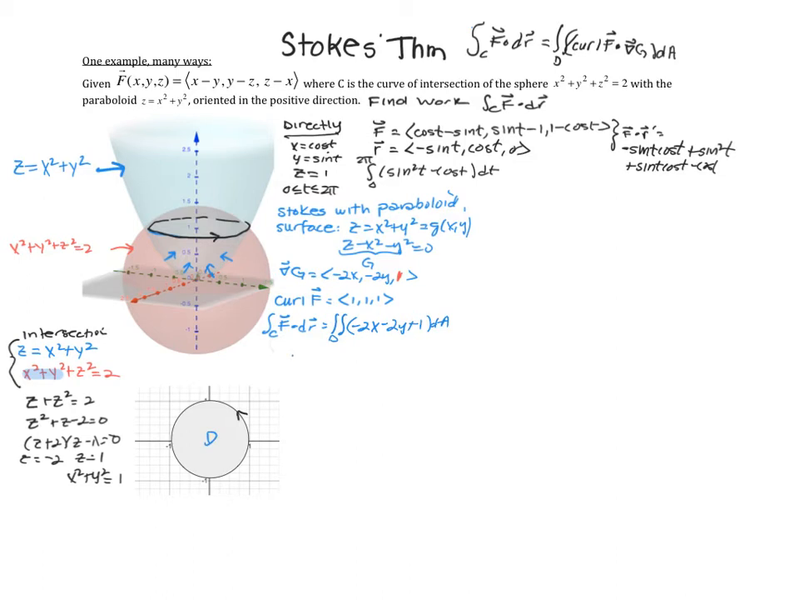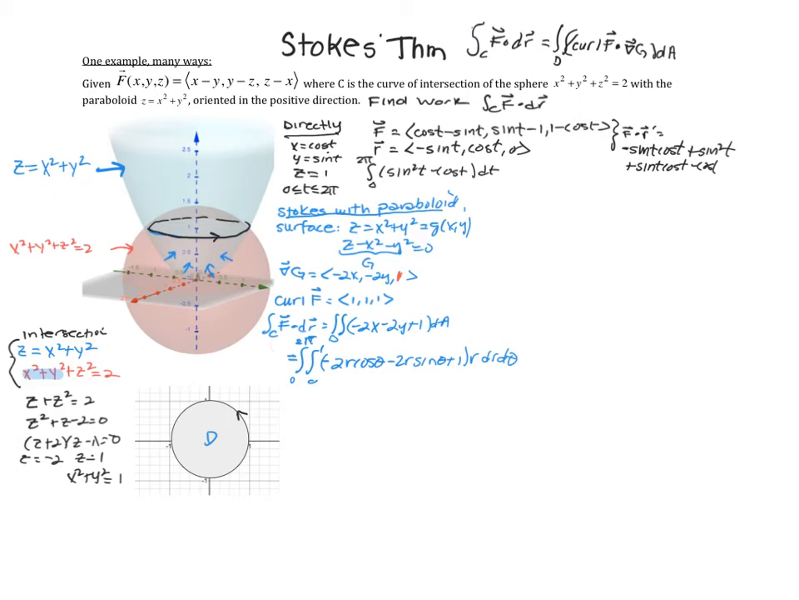So, we're back into familiar territory. Now, I'll let you work this through. I would probably choose polar: negative 2r cosine theta minus 2r sine theta plus 1, r dr d theta, 0 to 1, 0 to 2 pi. Okay, so that would be another way to go.